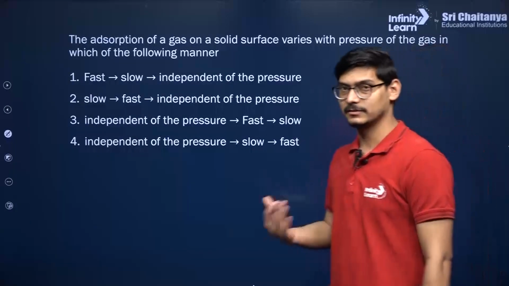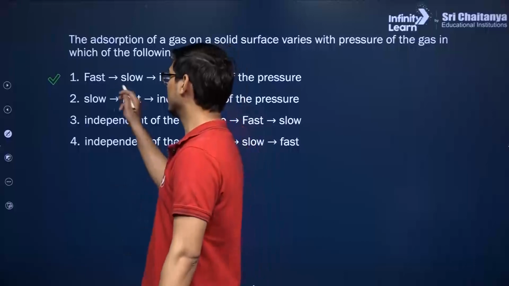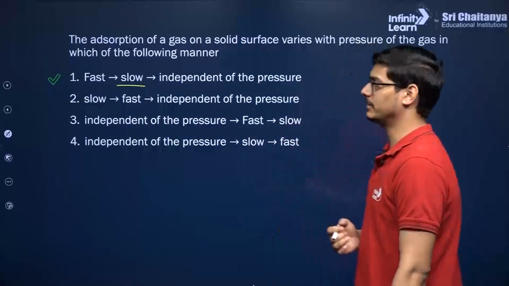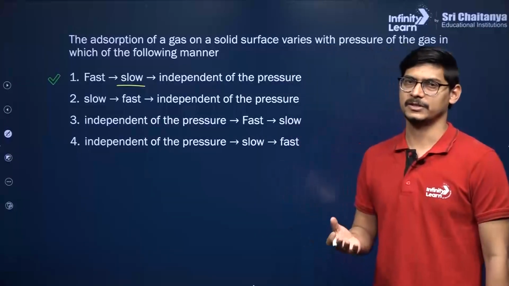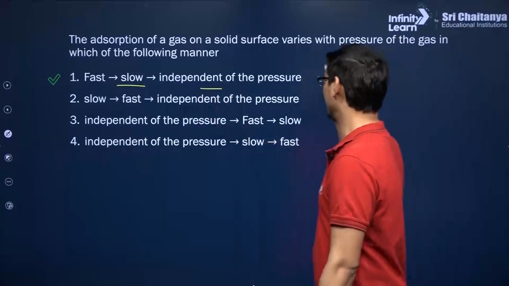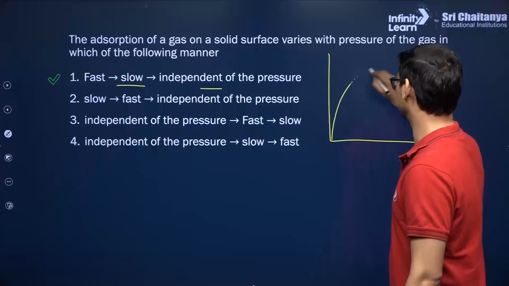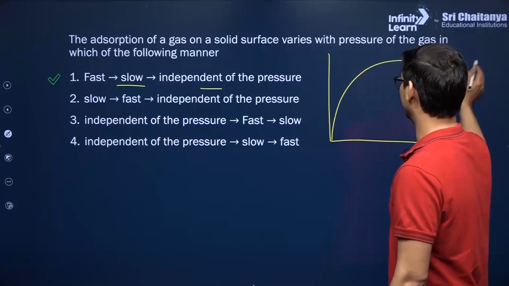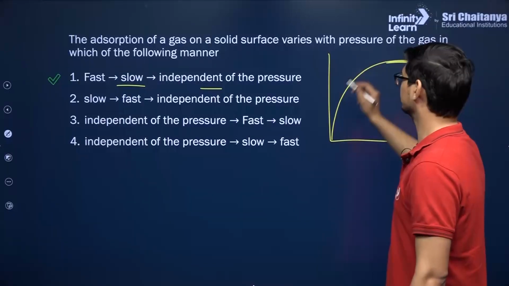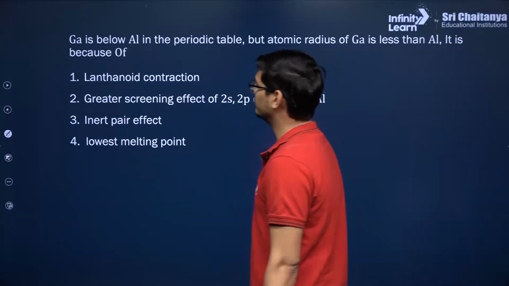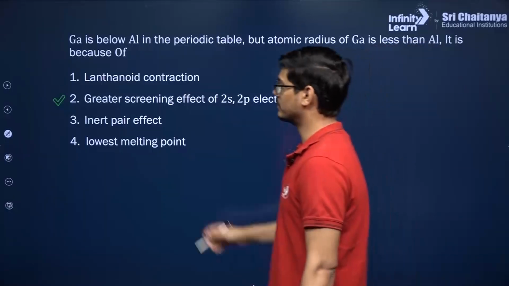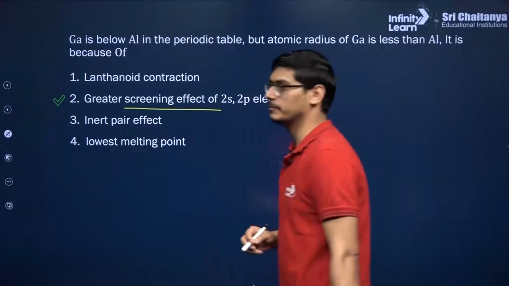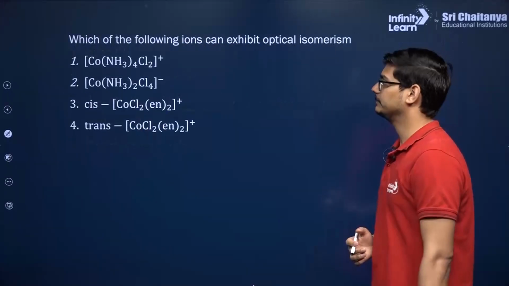First, adsorption is fast because the available surface area is more, then it becomes slow as the availability decreases, and then when all the sites on the surface of the adsorbent are saturated, it becomes independent of pressure. So the graph looks like this, right? So fast and then slow and then independent of pressure. Gallium is below aluminum in the periodic table, but the atomic radius of gallium is less than that of aluminum. It is because of the greater screening effect of 2s and 2p electrons of aluminum, right?